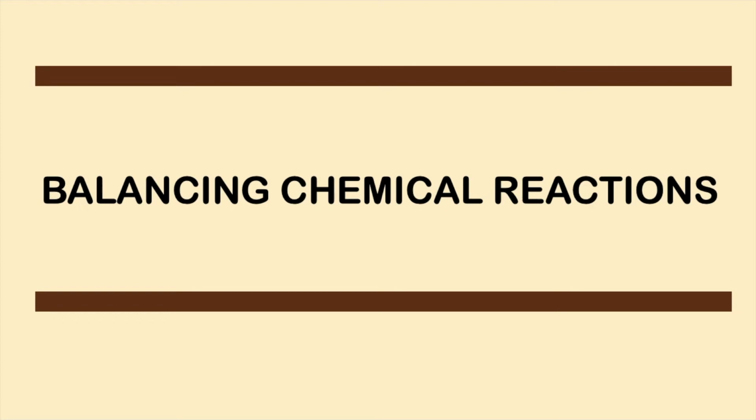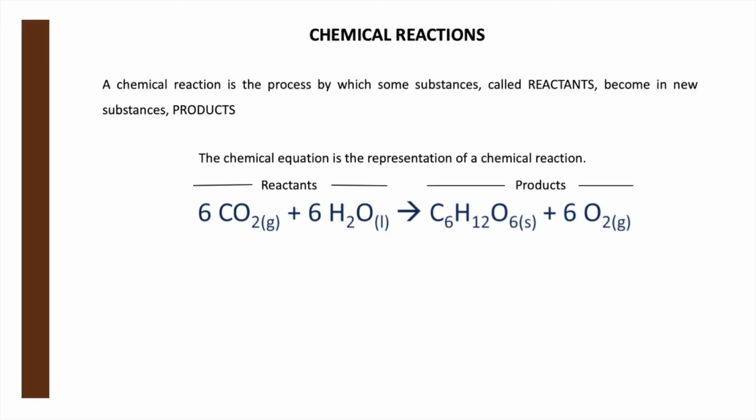Chemical reaction. But first of all, let's remember what a chemical reaction is. It's a process by which some substances that we call reactants become new ones that we are going to call products. What is inside a chemical reaction? We have the chemical formulas: carbon dioxide, water, sugar, and oxygen.